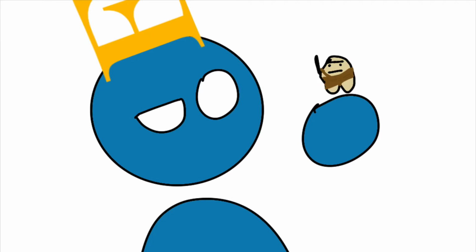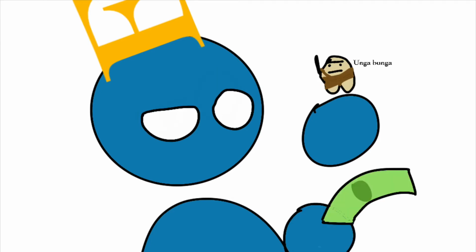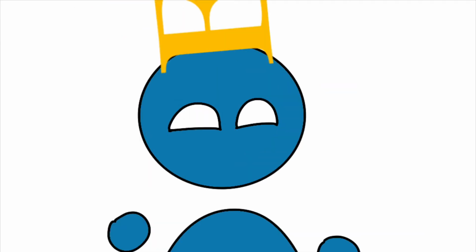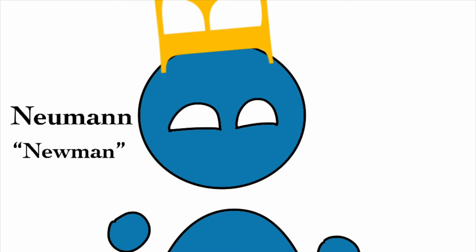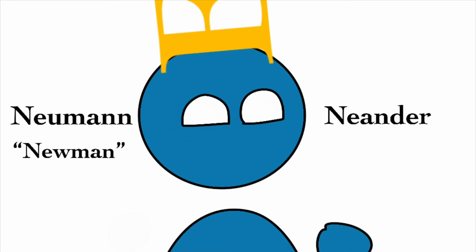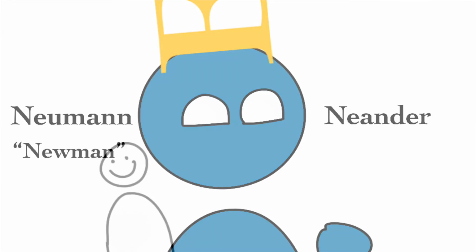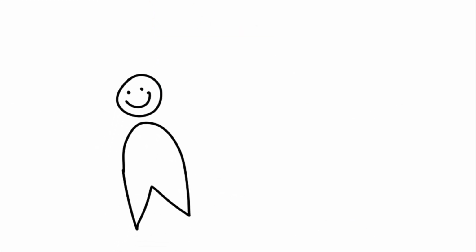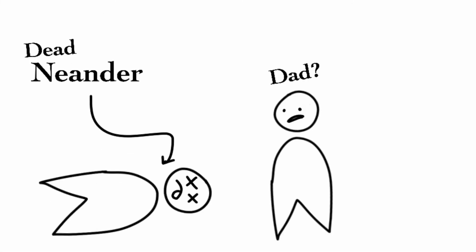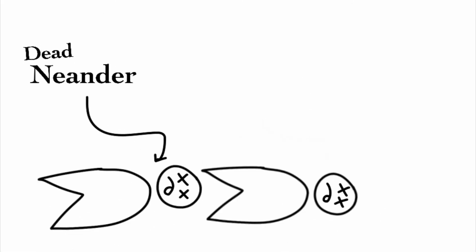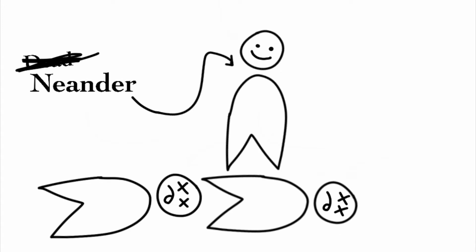But what does this have to do with Neanderthal? And how does that relate to a dollar? Well, let our tale begin. Neumann, which meant new man or Newman, became Neander from the Greek. And you may begin to recognize Neanderthal. Let me tell you the tale of the Neanders. We don't care about the first Neander, he died. We don't care about the second one, because he also died. But we do care about the third one.